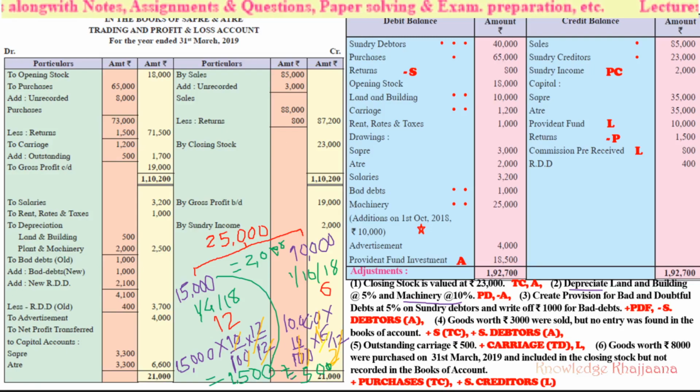See, what was the land and building? 10,000 into 5%, that is 500. That was a simple one. And for plant and machinery, this 1500 plus 500, that is rupees 2000. So the total depreciation is rupees 2500, and this depreciation value we have to deduct. 500 from land and building and 2000 from plant and machinery. Okay, let's move ahead.